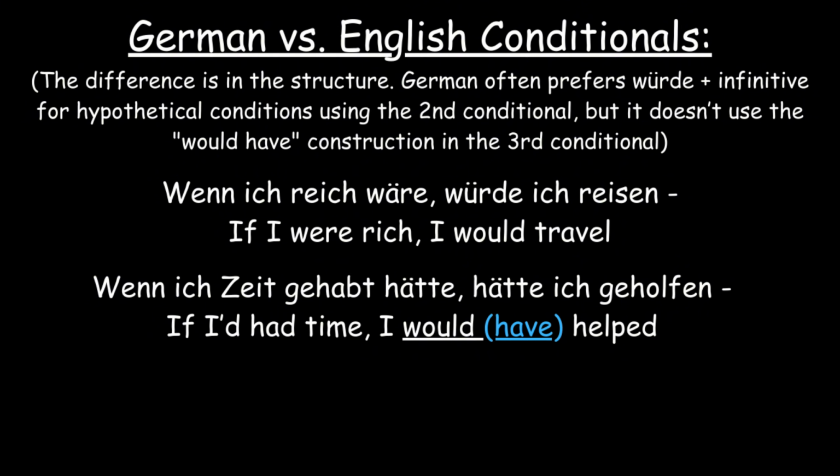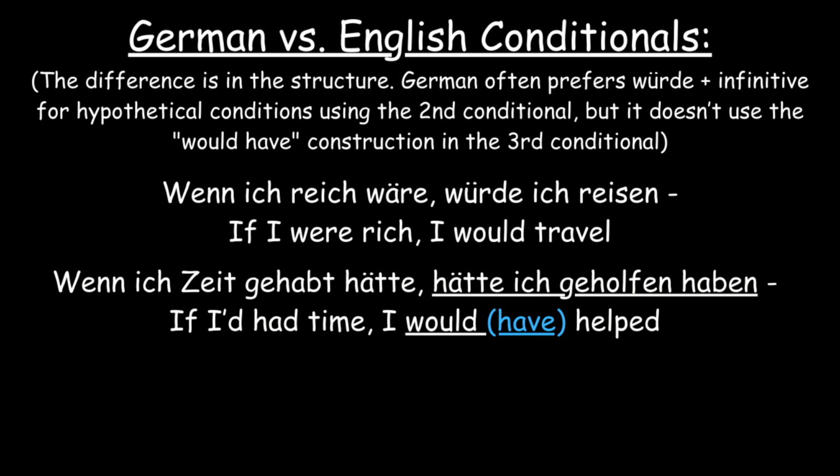English has the would have construction, specifically the infinitive have, but as you can see, German uses the past perfect without it. It's tempting to add haben to the statement, but it would be wrong, so that's the difference between German and English.